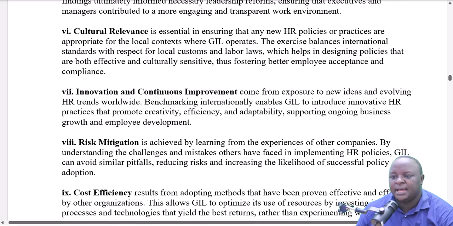So another justification we have is cultural relevance, which is very essential in that any new HR policies or practices are appropriate to the local context where GIL operates, because we saw, of course, GIL opening a branch in Uganda and Zambia. The exercise balances international standards with respect to the local customs and labor laws, which helps in designing policies.